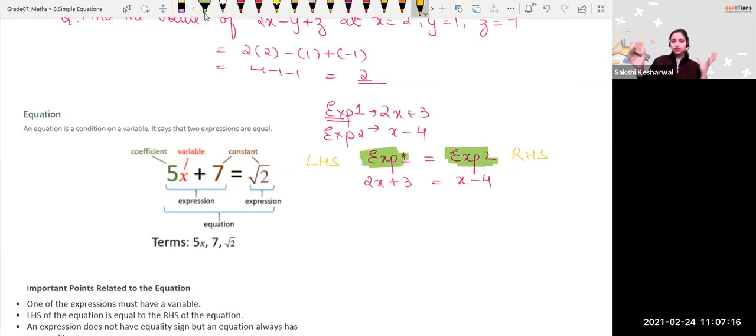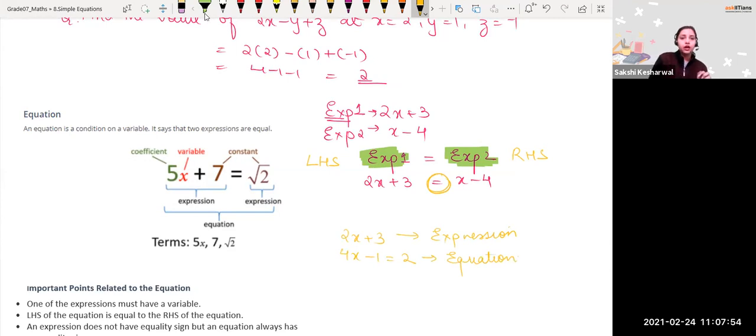So when the two expressions are equal, then we say that this is an equation. An equation always has an equal to sign. In the equation, you will always have an equal to sign, but an expression does not have an equal to sign. So what is the difference? If I write like this, 2x plus 3, and if I write like 4x minus 1 is equals to 2. So which one is an expression and which one is an equation? This one is an expression because it does not have an equal to sign, and this is an equation, right?